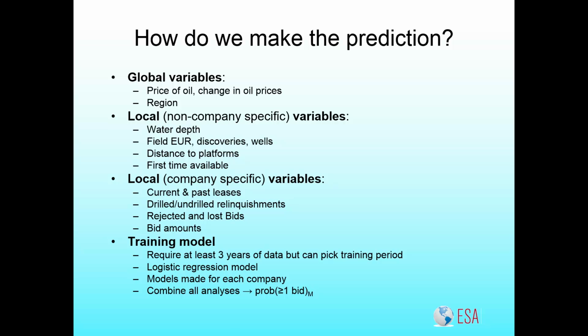And then individual models are made for every single company, so you can actually see how much any particular company is contributing to the likelihood that a block receives a bid. And then, of course, we can combine all that into an overall probability that there will be at least one bid.